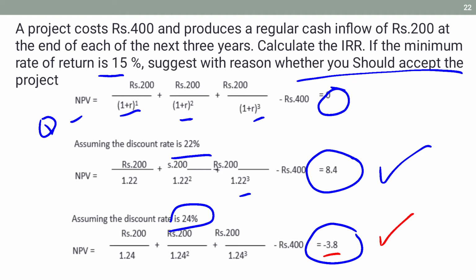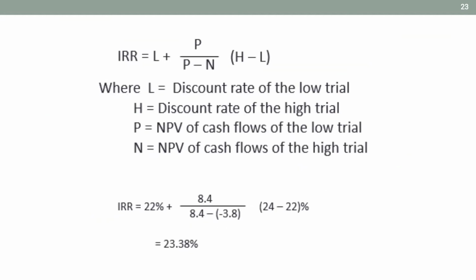Okay, so you have a positive NPV and you have a negative NPV at this point, right? Now we will see the formula of IRR. Formula of IRR is equal to L, the lower rate, that is the discount rate of the low trial, plus P, that is the NPV of the cash flow of the low trial, the positive value, upon the positive value of NPV of the low trial, minus N, that is the NPV of the higher trial. Why?